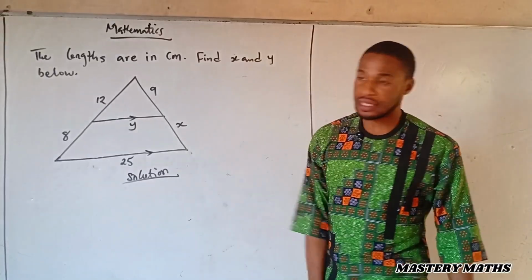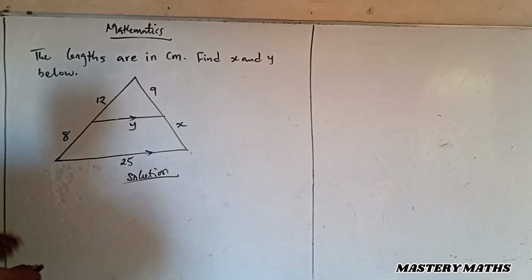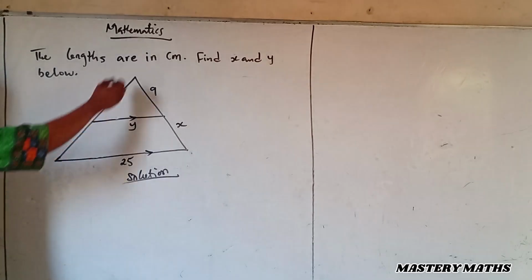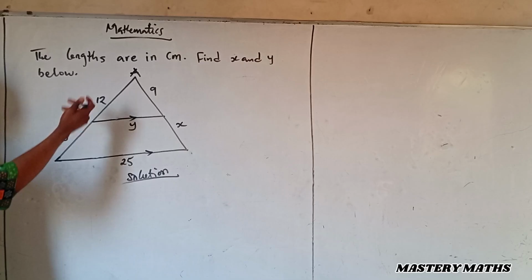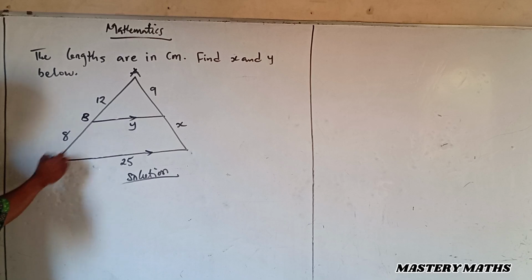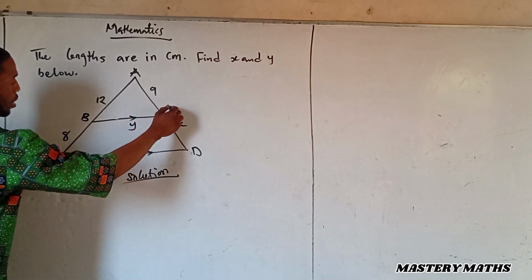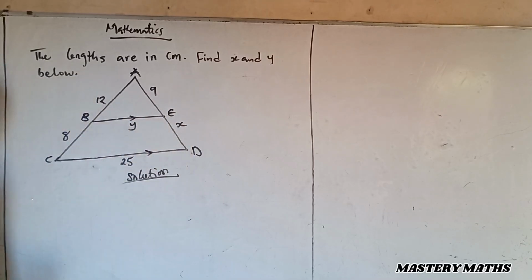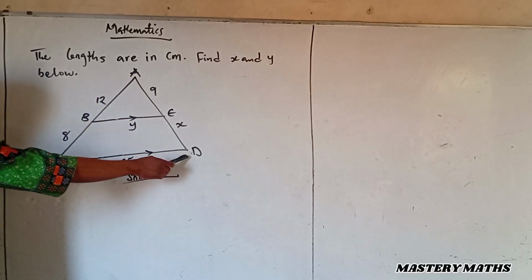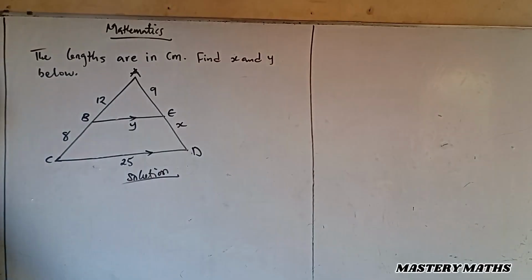Let's do this. Now on the board, in order to solve this, I'll put in my A, B, C, D. I'll use the alphabet to solve this. How? I'll call here A, here B, C, D, and E. Now, with the help of this, I can be able to solve.